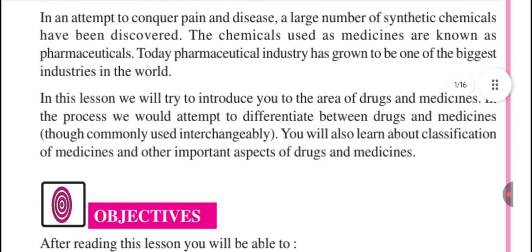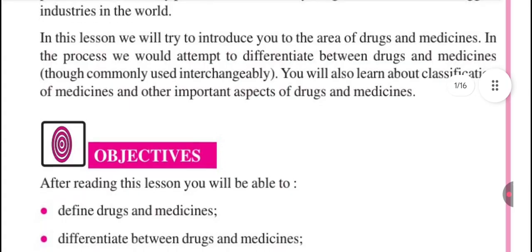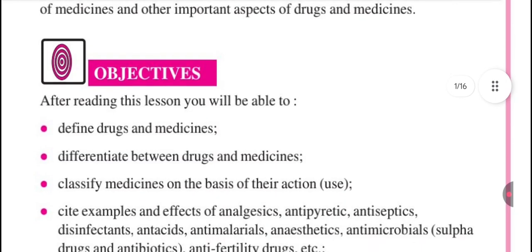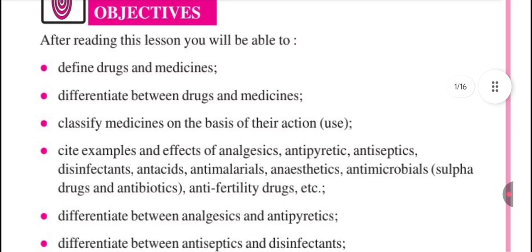In an attempt to conquer pain and disease, a large number of synthetic chemicals have been discovered. The chemicals used as medicines are known as pharmaceuticals. Today, the pharmaceutical industry has grown to be one of the biggest industries in the world. In this lesson, we will try to introduce you to the area of drugs and medicines. In the process, we would attempt to differentiate between drugs and medicines, though commonly used interchangeably. You will also learn about classification of medicines and other important aspects of drugs and medicines.